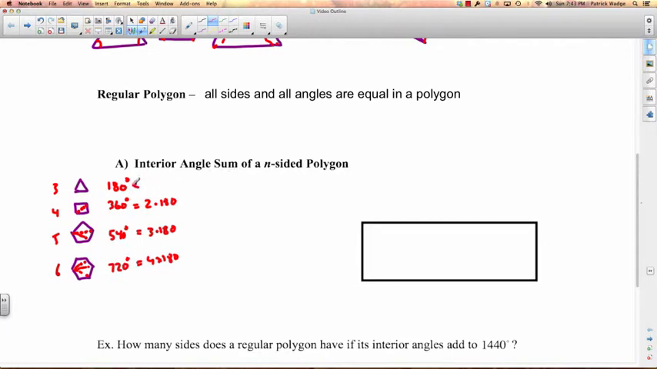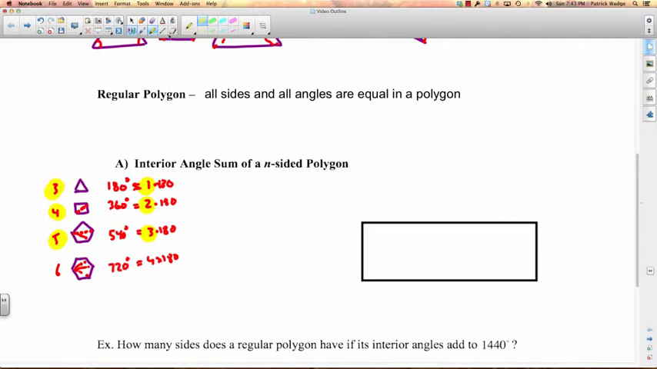By the way, we could call the top one here 1 times 180. So when there's 3 sides, it's 1 times 180. When it's 4 sided, it's 2 times 180. 5, 3 times 180. 6, 4 times 180. What's the relationship between this number and this number? This number over here is always 2 less than that.